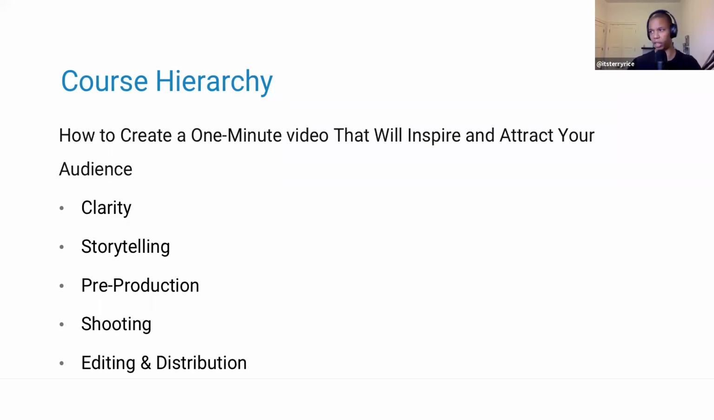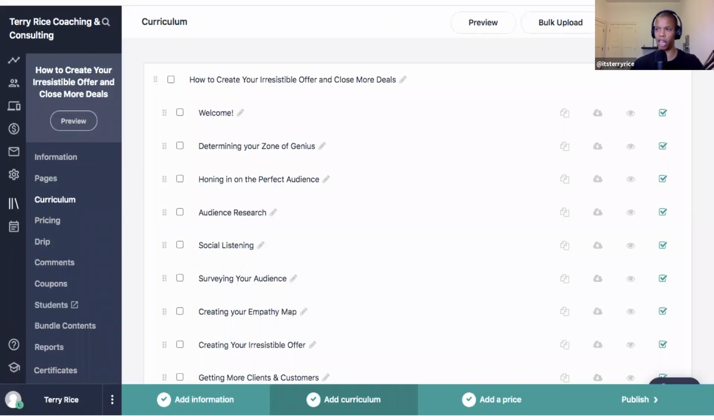So the module could be just the name of the course, and the lessons are, in this case, clarity, storytelling, pre-production, shooting, editing, and distribution. So it's going to be a lot quicker in that case. And here's what it looks like in the actual tool. This is one of my courses that I made, another mini course. It's called How to Create Your Irresistible Offer and Close More Deals.